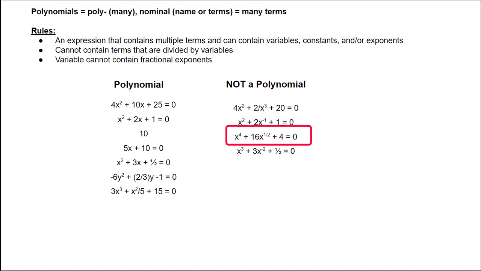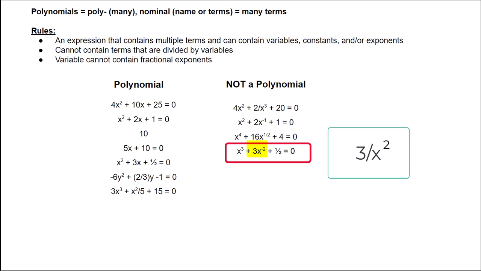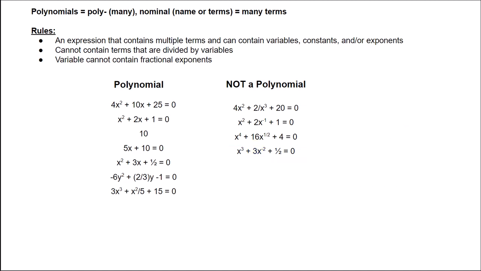In the next example, x to the 4th plus 16 to the 1/2 plus 4 is not a polynomial, because it violates the third rule we saw above, in that a variable cannot contain fractional exponents. And then finally, x cubed plus 3x to the negative 2 plus 1/2 is not a polynomial, because if you were to rewrite this, what you would have is x cubed plus 3 over x squared plus 1/2, and again, you can't divide by variables and call it a polynomial.